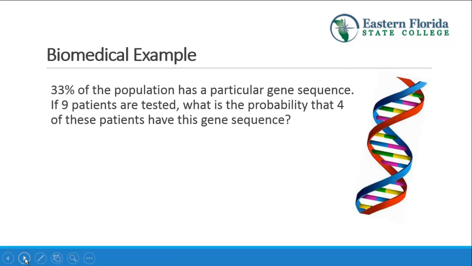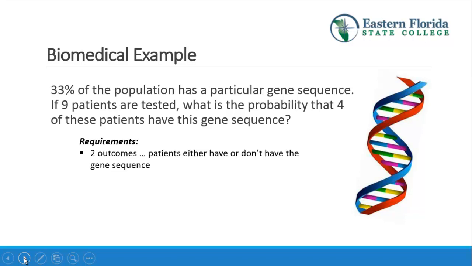Let's look at an example. Here, 33% of the population has a particular gene sequence. If 9 patients are tested, what is the probability that 4 of these patients have this gene sequence? Now, is this a binomial experiment? We need to check it against the 4 requirements.